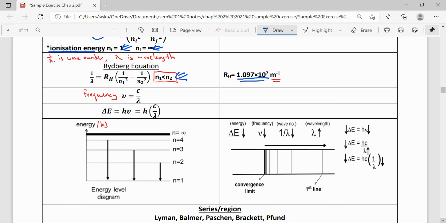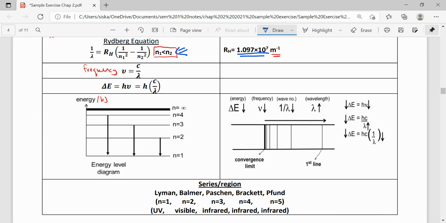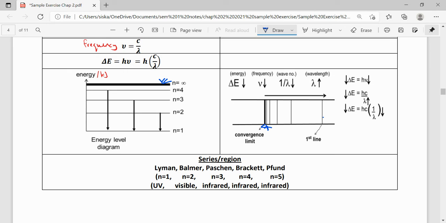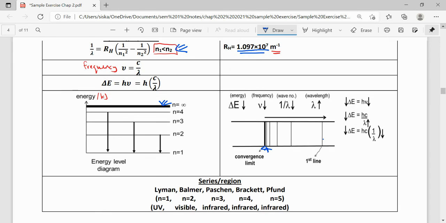Now this one is for how to draw the energy level diagram. Remember, when it's infinity, the lines tend to be very close together. Another one you can see here: the first line will have the longest wavelength, and the convergence limit here will have the shortest wavelength. And remember all the series and all the regions. Okay, so that's all for this part.